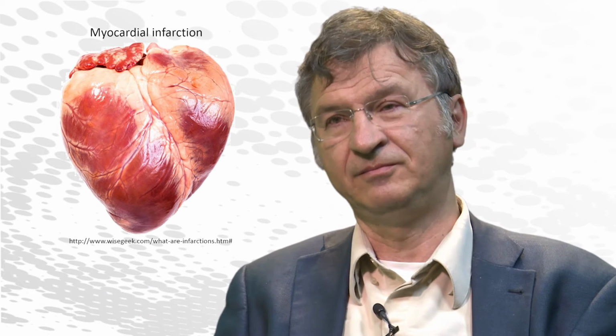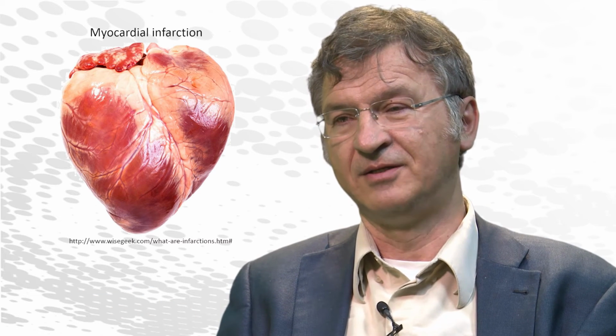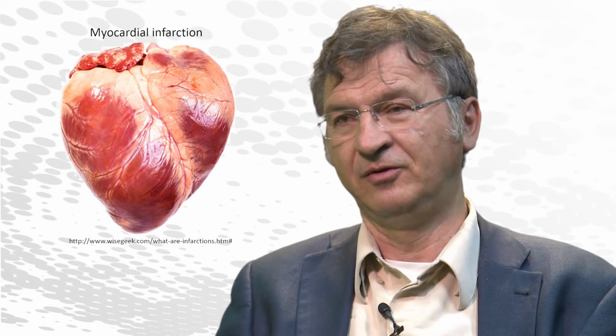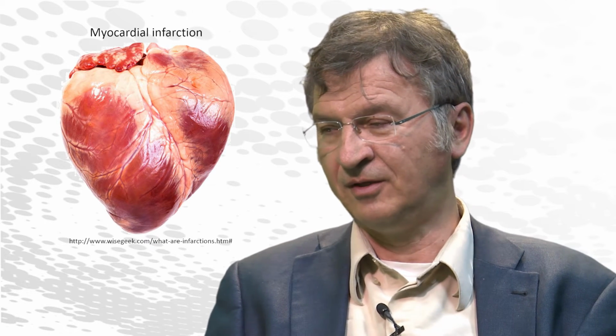Other diseases are myocardial infarction, where, for instance, a part of your heart will die, and angiogenesis has to be formed to circumscribe the area of the infarction, and can also be stimulated to decrease the size of the infarcted zone.